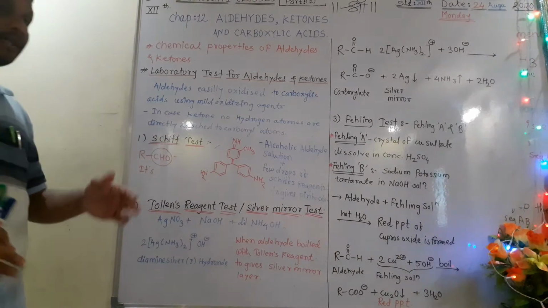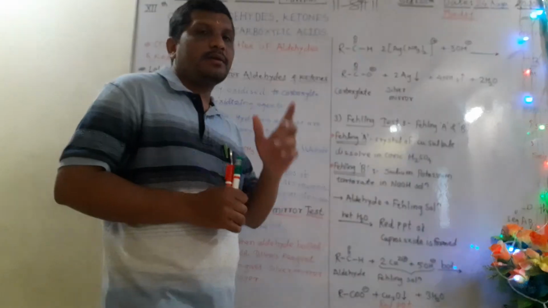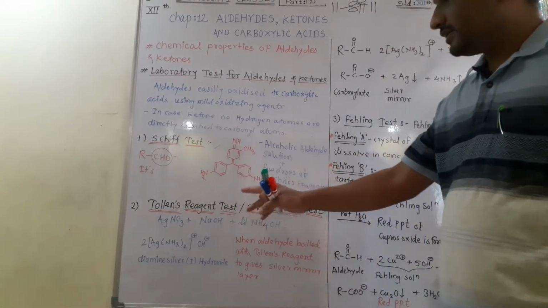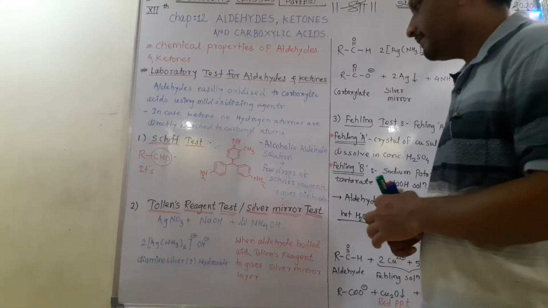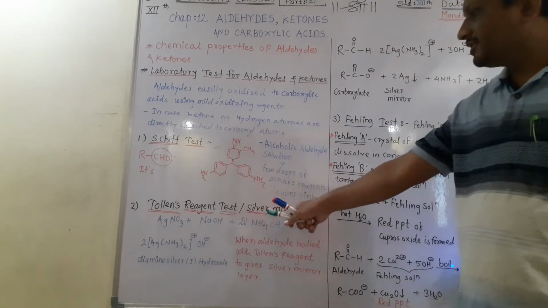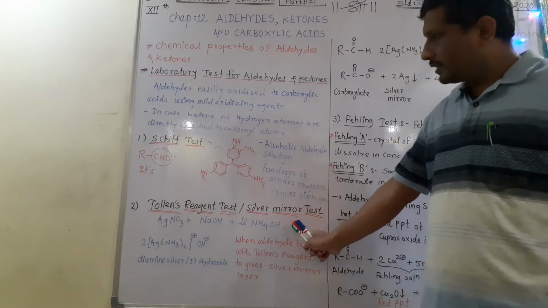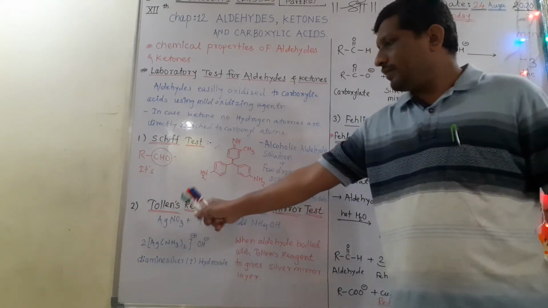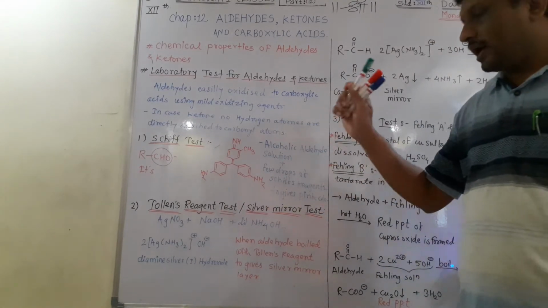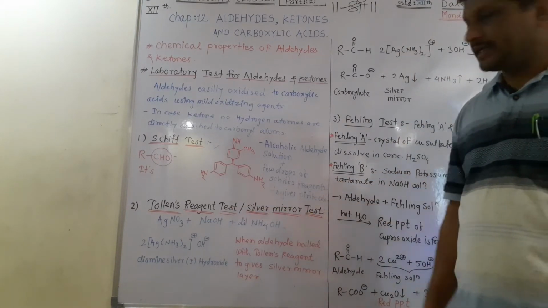It has another name, diamine silver(I) hydroxide. Diamine silver(I) hydroxide. Now here write down AgNO3 plus NaOH plus dilute NH4OH. These form the diamine silver ion and hydroxide ion, diamine silver(I) hydroxide.